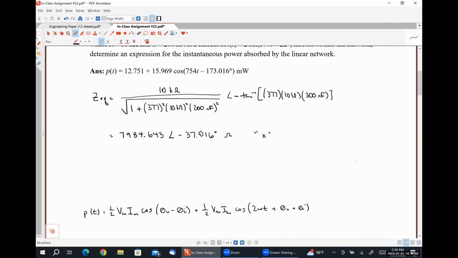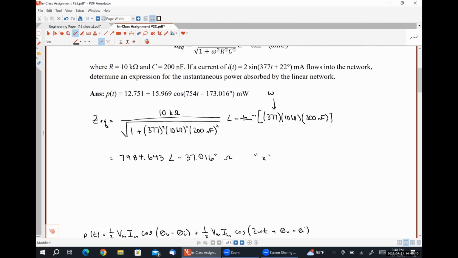The reason why I just wrote that equation down is so we can identify what information we have and what information we are missing, okay? So we know what omega is because it was given to us in the problem statement. And I very strongly believe that if we look at this whole piece right here, we can figure out what IM and theta I are. So let's take a crack at that, right? How would I represent I of T as a phasor?